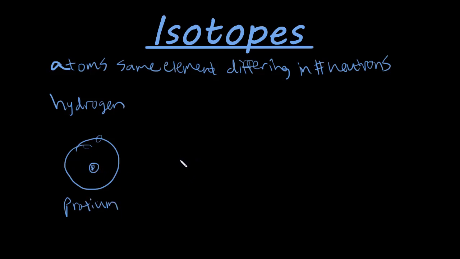But if we take a look at an isotope of hydrogen, remember the definition is atoms of the same element differing in the number of neutrons. So the element is still hydrogen, but the difference is that we might see, for example, an added neutron in the nucleus. So N for neutron, and we still have that proton, which makes it hydrogen. And then once again, the valence electron here. And so this is an isotope of hydrogen called deuterium.